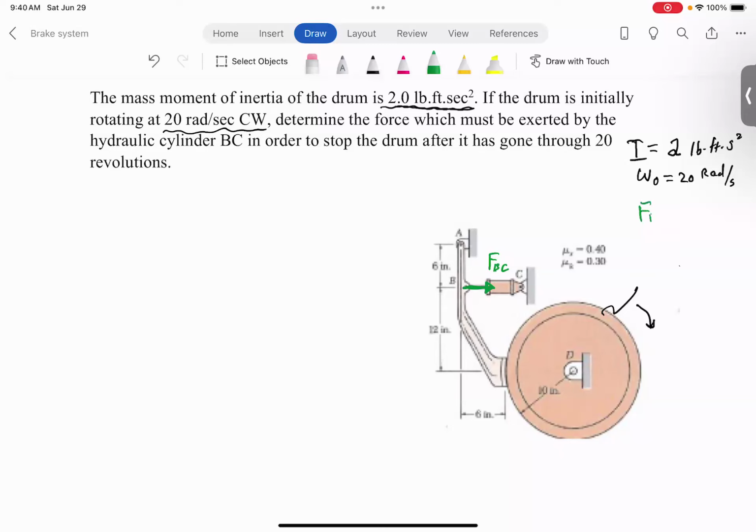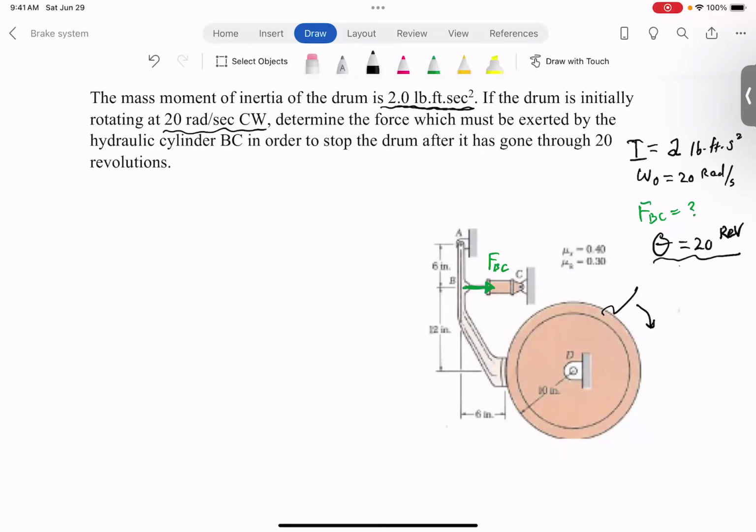So our objective is to find FBC in order to stop the drum after it has gone through 20 revolutions. Of course, this is not a good brake system. Imagine if this was a brake system of a car, 20 revolutions is not good. You want your system to come to rest maybe in a quarter of a revolution or even smaller than that. But anyways, for the sake of doing a problem.